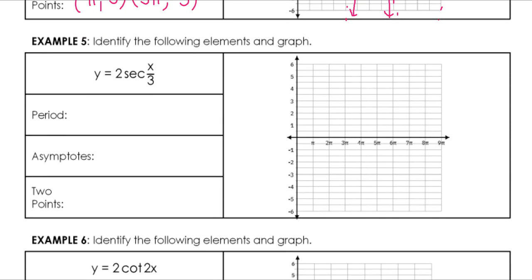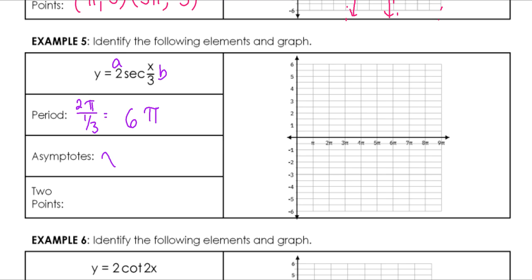All right, let's move on to a secant graph. So again, on this one, we have an a value of 2 and a b value of 1/3. So 2 pi over 1/3 for our period is going to be a period of 6 pi. So it's going to take 6 pi to go through one whole period here.